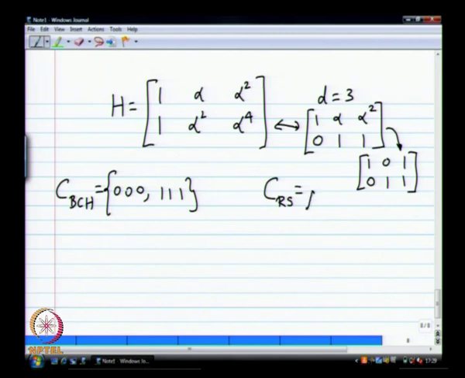Here the code is easy to write down. You have two parity symbols, P1, P2, and one message symbol M1. What is P1? P1 equals M1, P2 equals M1. So in fact, what do you actually have here? The repetition code. You simply have M1, M1, M1. So what are the 4 code words? That's it.